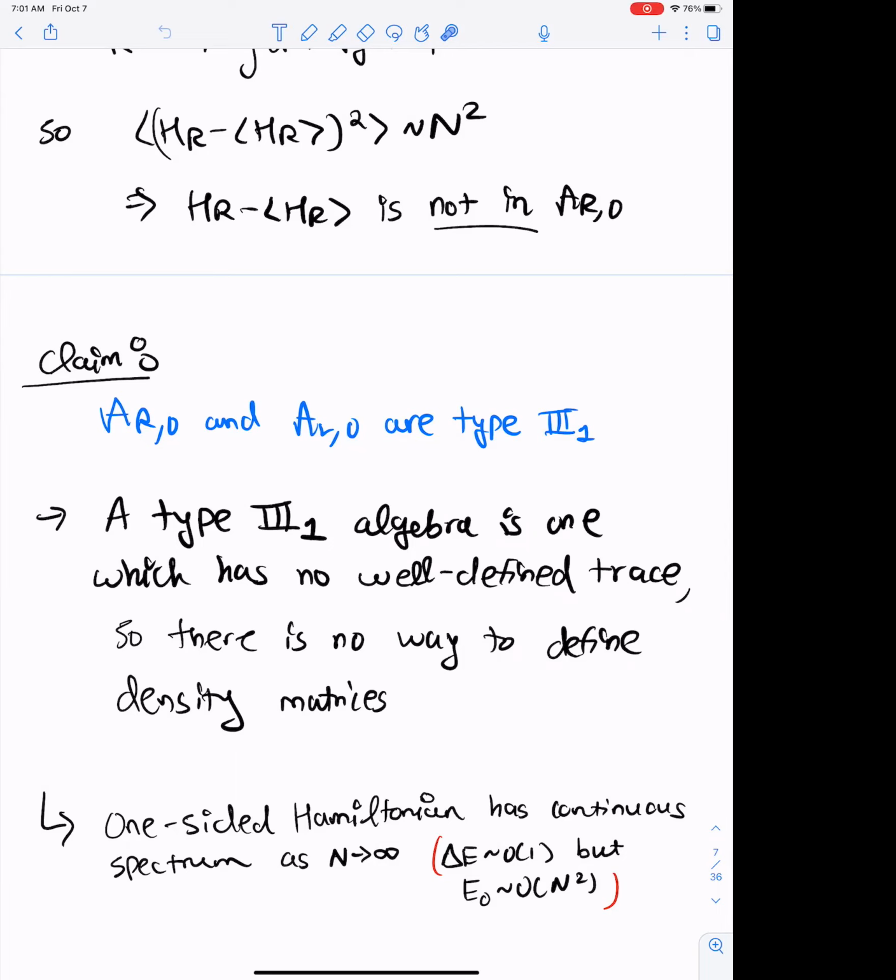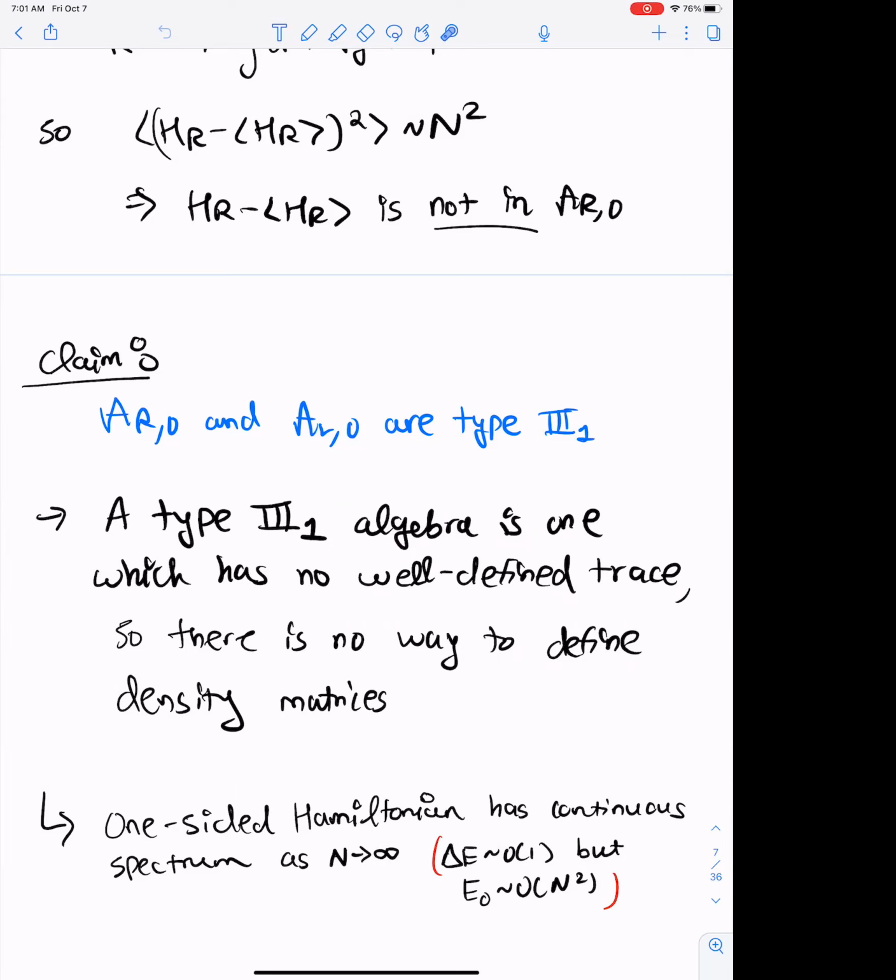Why is the CFT going to be type 1? Because it will always have a discrete spectrum, right? I mean, there are infinitely many eigenvalues, but there's a gap. It's not like there's a continuum between all the different excited states. It's a discrete spectrum at finite n.